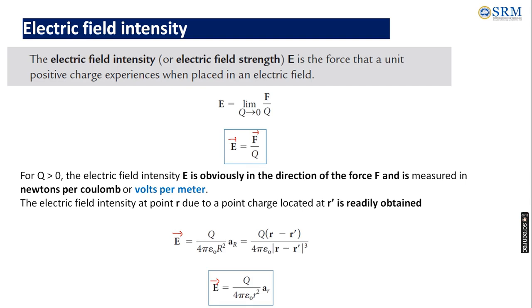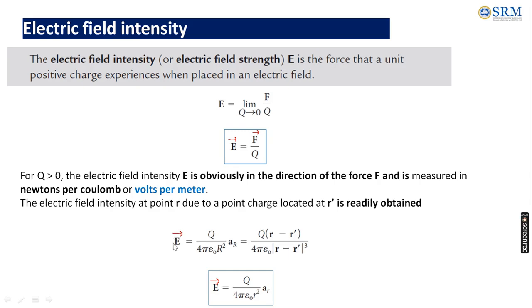So let us understand what is electric field intensity. It is nothing but the force experienced by the unit point charge when it is placed in the electric field. So E is nothing but F by Q. The direction of the E vector will be in the direction of force. Both will be in the same direction. And we can measure this electric field intensity in terms of Newton per Coulomb, or I can write the other unit like volts per meter. The validation for this unit we will be discussing in the upcoming sessions.